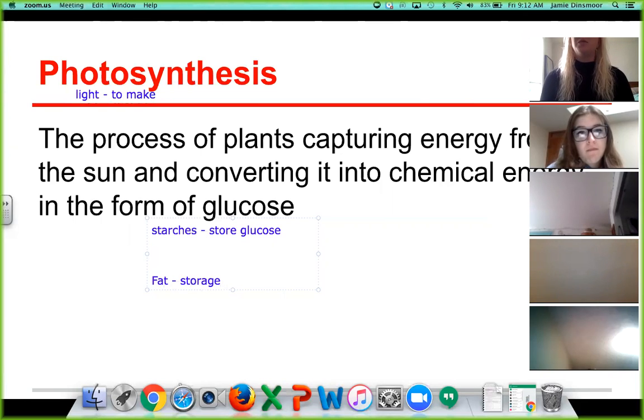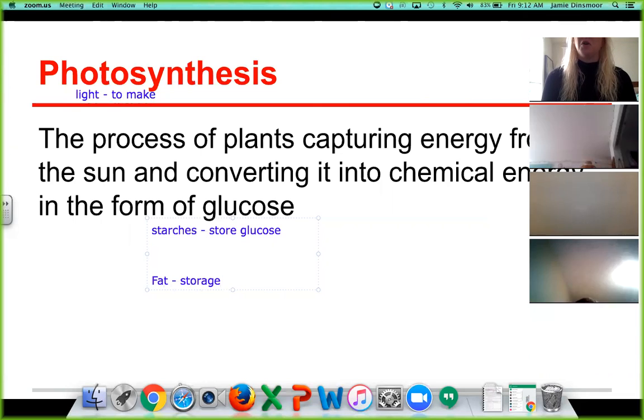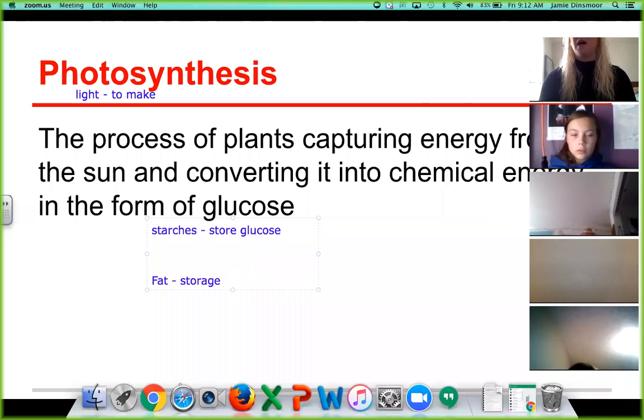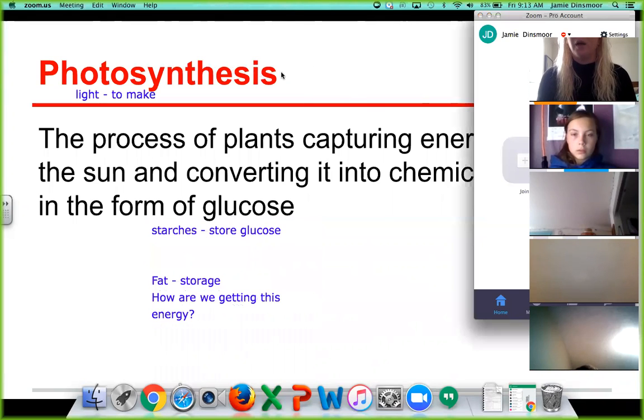Let me ask you this, what is fat storing? It's not storing glucose, right? So how are we getting energy from fat? We're going to come back to that question. But how are we getting that energy? Right? It's not directly explained in that lesson. So I want you guys to be thinking about that as we go through this. Okay. So how are we getting energy from fat? We will see. Well, maybe we'll see.